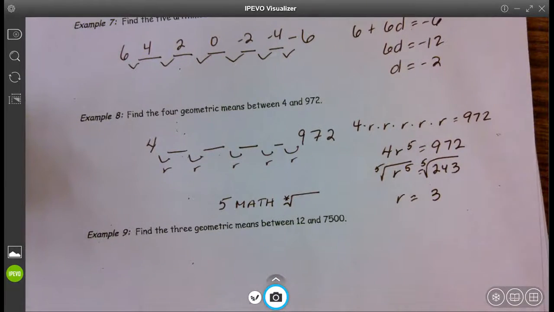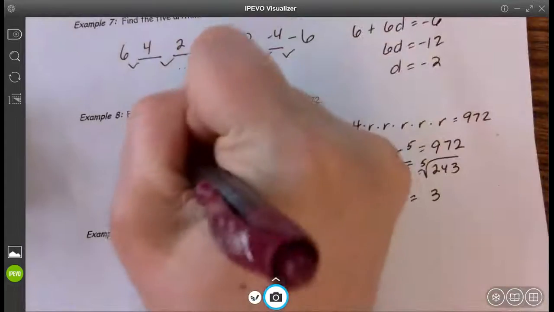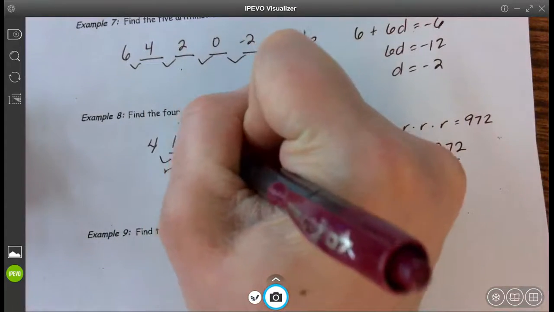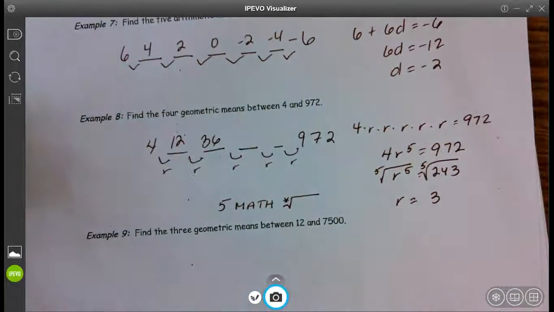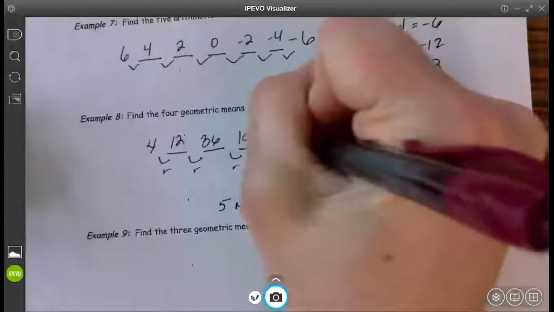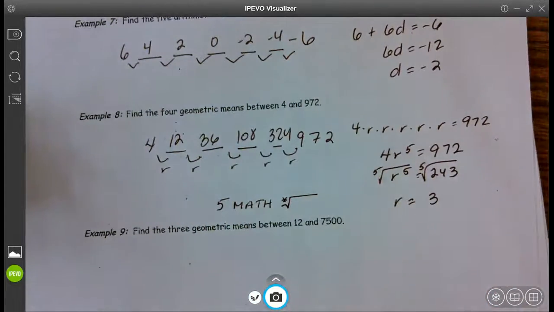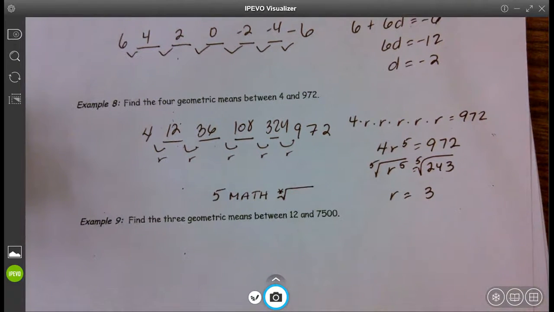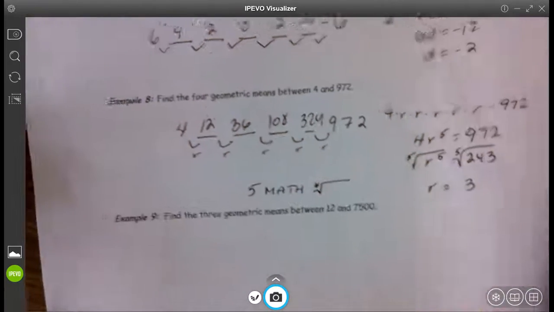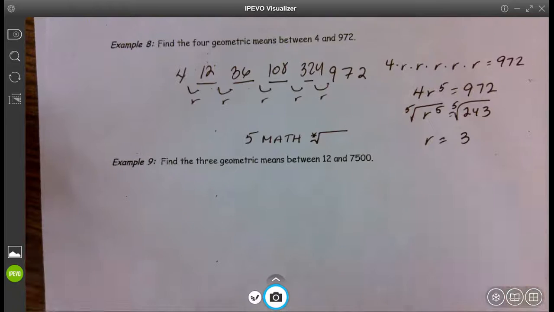So then you go back. 4 times 3, you have 12, times 3 is 36, times 3 is 108, times 3 is 324. Okay, so it's not hard. That's how you find them. All right, I want you to try the last one on your own. Guarantee no one will get it their first shot, but try it.